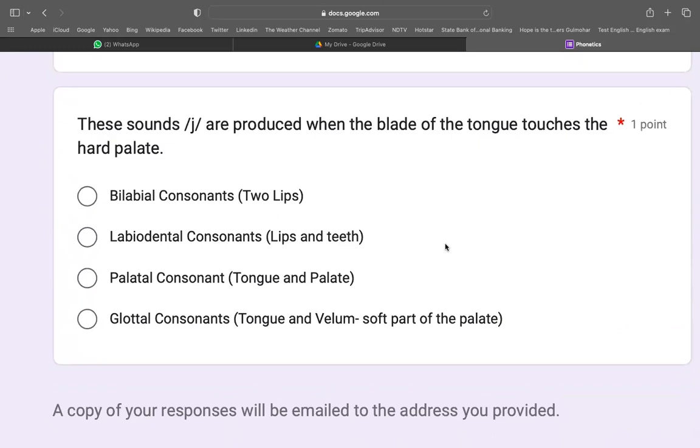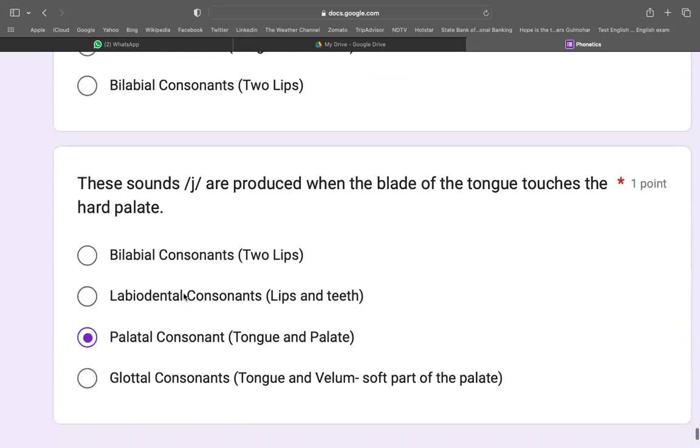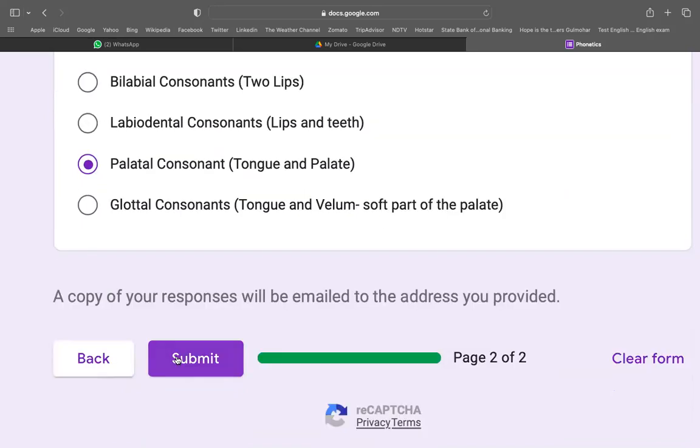Next, these sounds are produced when the blade of the tongue touches the hard palate. J, j, g. So the j sound is produced when the blade of the tongue touches the hard palate. So in that case, we call it a palatal consonant. Tongue and palate both touch each other. So that is all. I hope I have given all these questions answers.